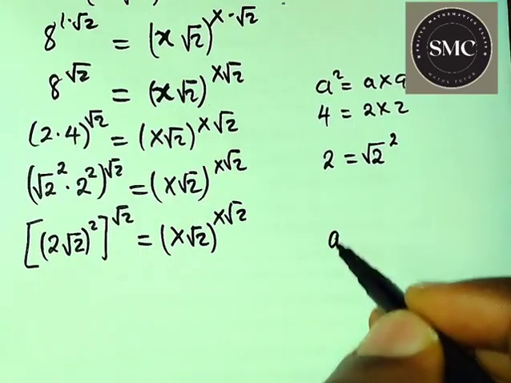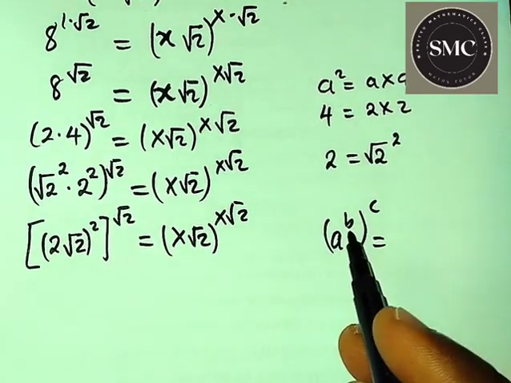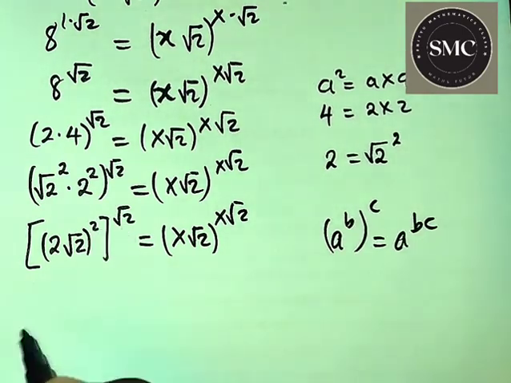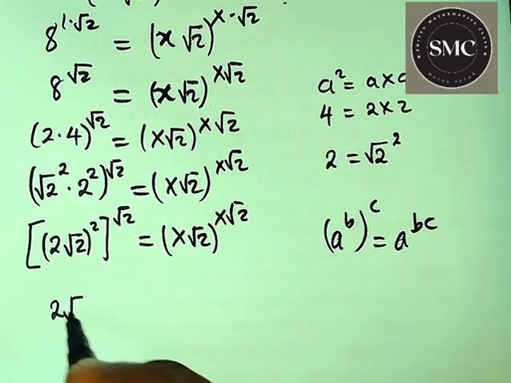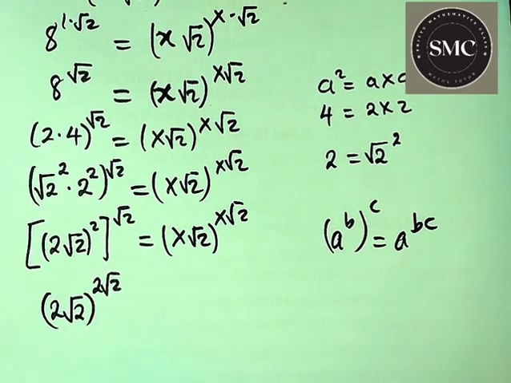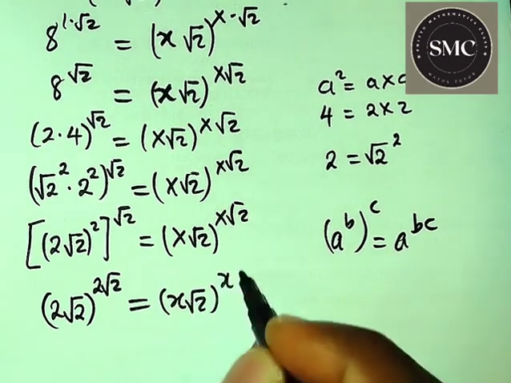So now I'm going to use the power law of indices that says whenever you have a to power b, and consider these two powers, we multiply, we are going to have a to power bc. So we are going to use it here. So we're going to have 2 root 2, then 2 times the power outside, 2 root 2 equals x root 2, then x root 2.